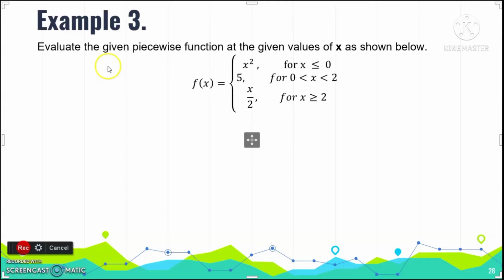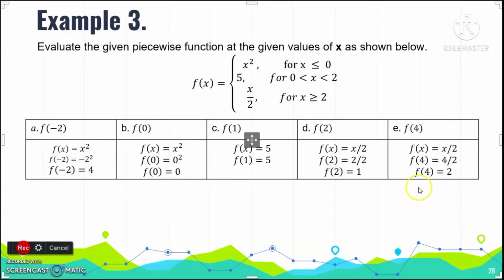Example number 3. Evaluate the given piecewise function at the given values of x as shown below. So f of x is equal to, our first function is a quadratic, second function is a constant function, and the third function is a linear function. F of x is equal to x squared for x is less than or equal to 0. F of x is equal to 5 for x is greater than 0 but less than 2. And f of x equal to x over 2 for x is greater than or equal to 2.